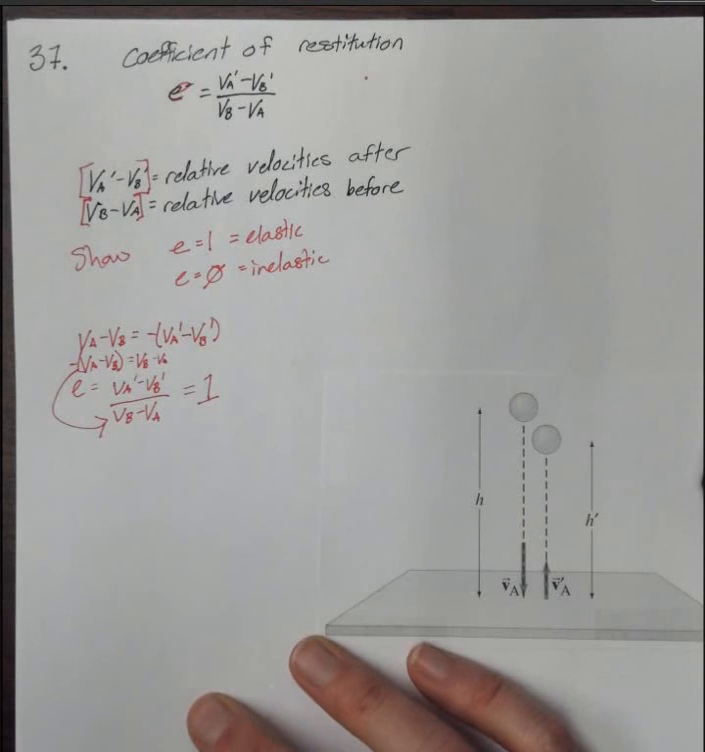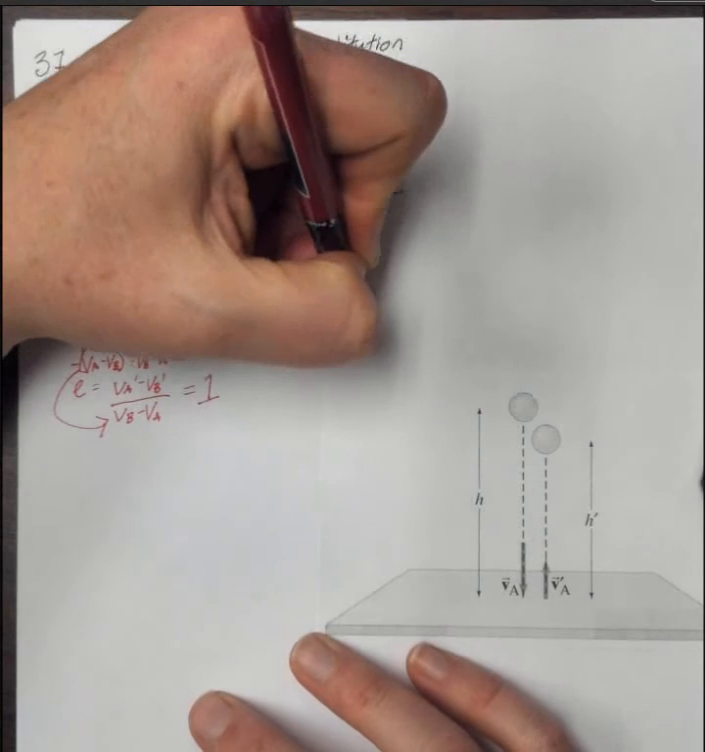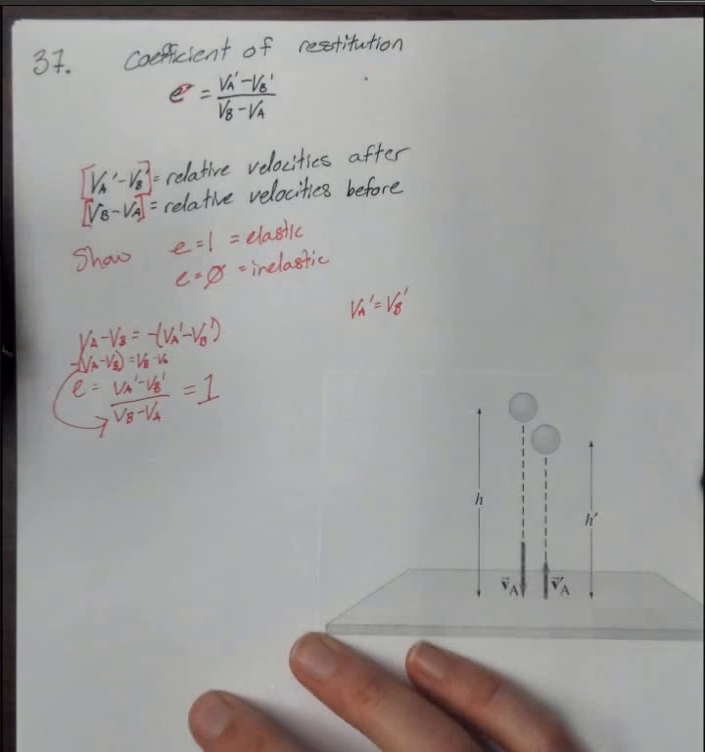For a completely inelastic collision, we know that after a collision, VA prime is going to be the same as VB prime because the two objects are stuck together.